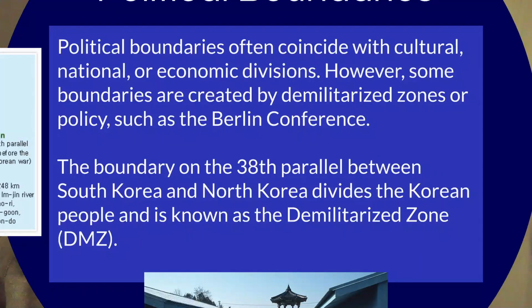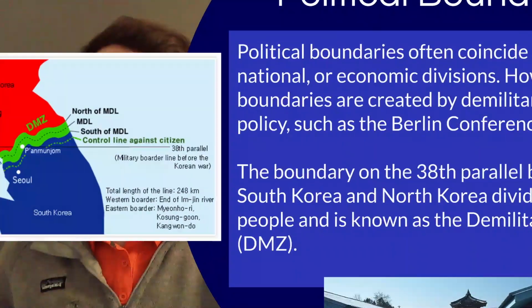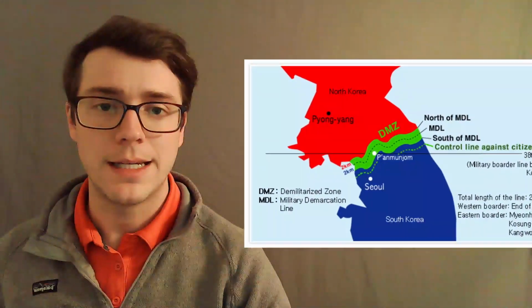A great example of this is the boundary on the 38th parallel. Yesterday we talked about geometric boundaries, and that is one because it was just picked on the 38th parallel. But it was the line at the end of the Korean War where North and South Korea decided to divide the Korean people. That's how they called an armistice. And they call that the Demilitarized Zone, also called the DMZ.